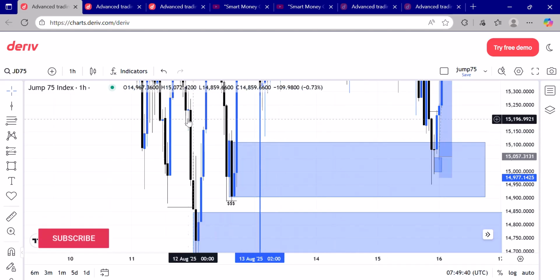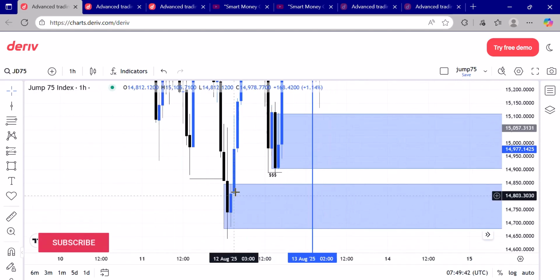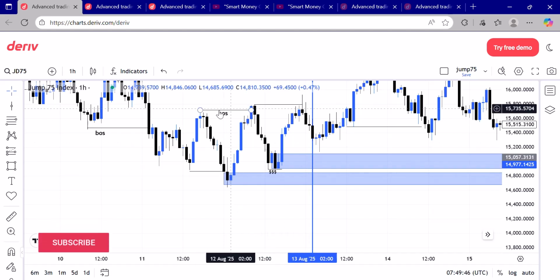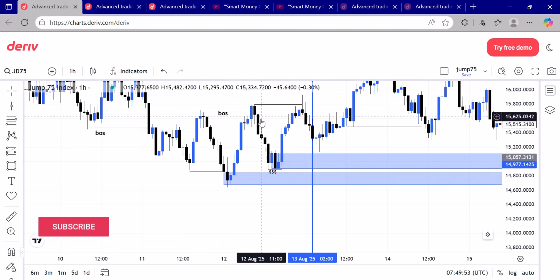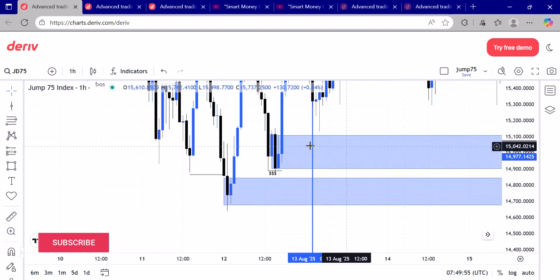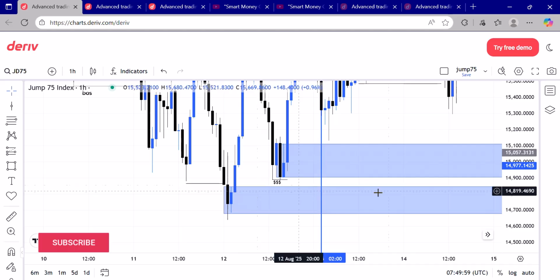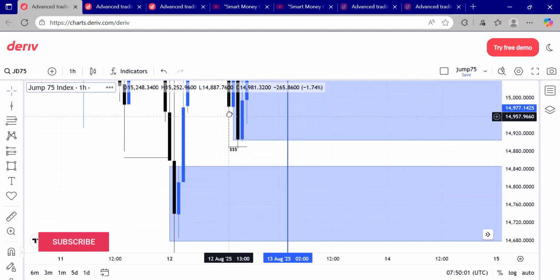Because if I zoom, we discover that this was a zone that caused this break of structure. So this zone caused this break of structure, okay. So it triggered the break of structure, and then price came in. After this break of structure, there's an imbalance here, there's a void here that was not filled, okay.